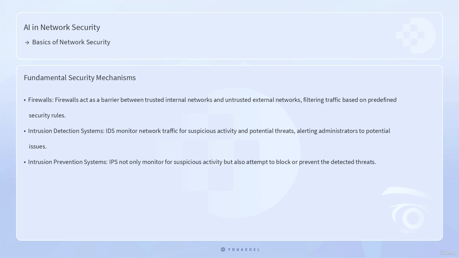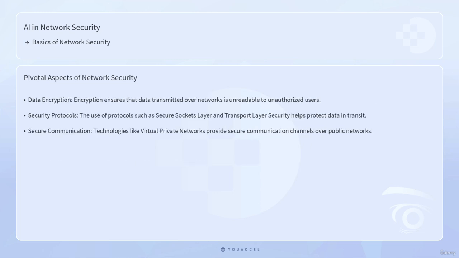Intrusion detection systems and intrusion prevention systems are also critical, as they monitor network traffic for suspicious activity and potential threats. While IDS alerts administrators to potential issues, IPS goes a step further by attempting to block or prevent the detected threats. Encryption is another pivotal aspect of network security, ensuring that data transmitted over networks is unreadable to unauthorized users. The use of protocols such as secure sockets layer and transport layer security helps protect data in transit, while technologies like virtual private networks provide secure communication channels over public networks.